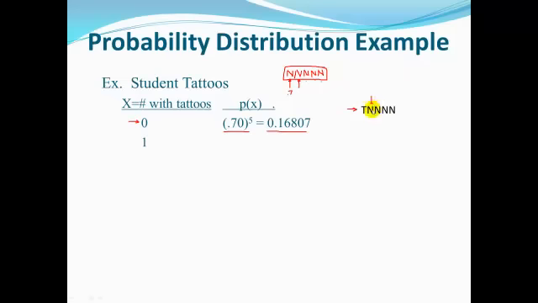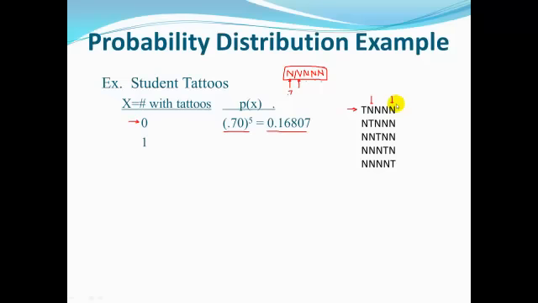So maybe the first one's an N and the second one's a T. Or maybe it's the 5th student that says, yes, I had the tattoo, and the first 4 are N's. And so I can kind of take this T and slide it down, and you can see that there are 5 different ways of getting one student with a tattoo and 4 students without.